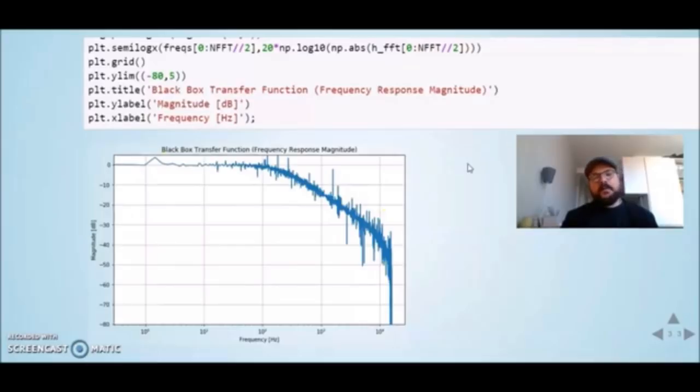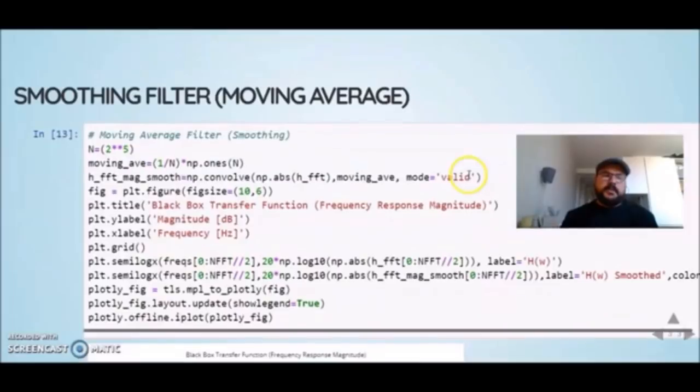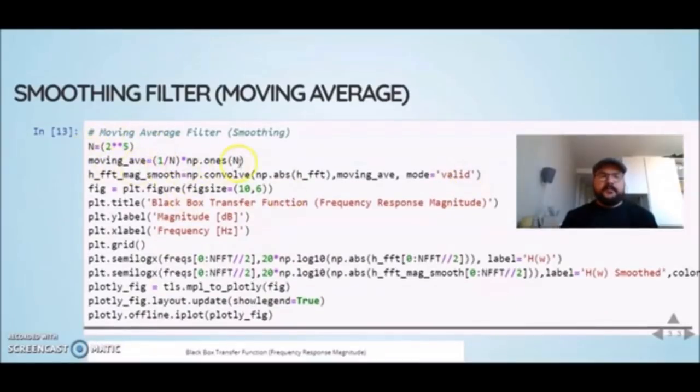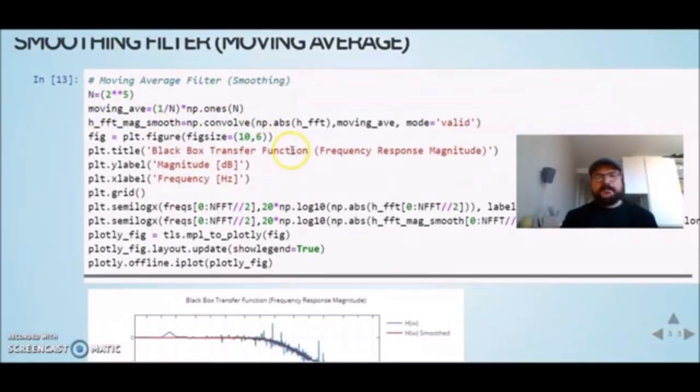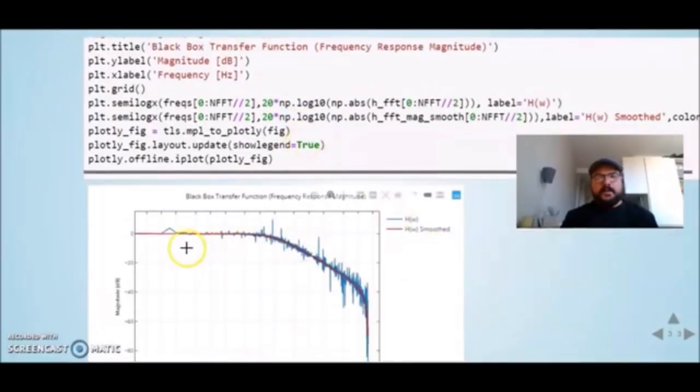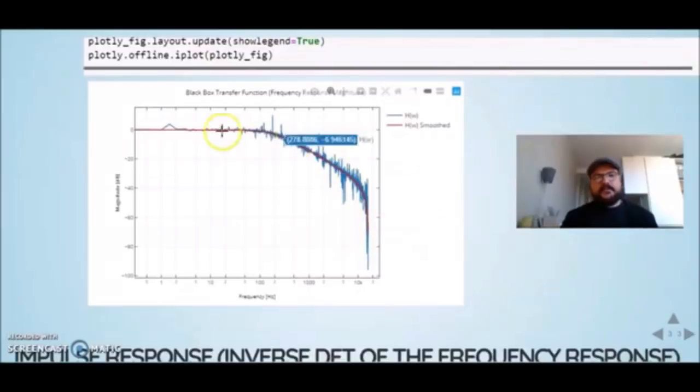So I will implement a moving average filter. This is what I'm doing here. I'm creating a moving average filter with 32 points. And this red curve now is a smooth version of our transfer function of the black box. Just reminding, we divided the output of the black box by the input of the black box in the frequency domain, and this is what we are looking at here.